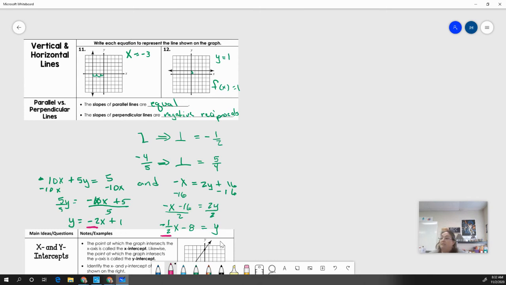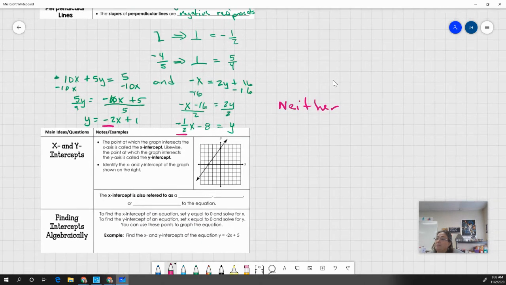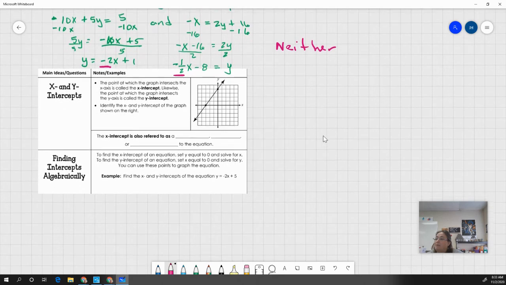And when I look at this, I'm going to want to say that they're perpendicular, right? Because this is the reciprocal of that. But notice they are not opposite, right? This is negative and this is negative, so they cannot be perpendicular. They aren't the same, so they're not parallel. So in this circumstance, we would say they are neither. So there's a little example of how to deal with parallel and perpendicular.